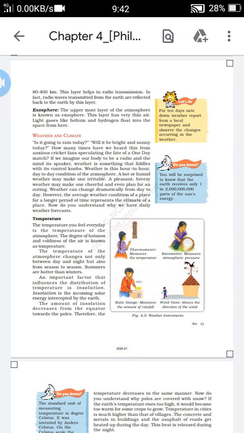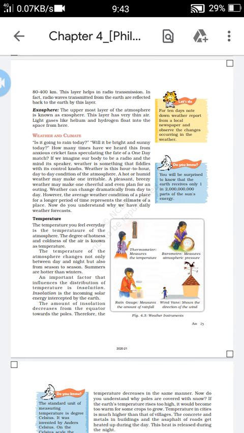The amount of insolation, that is the ray of the sun, the heat of the sun, decreases from the equator towards the poles, and the temperature decreases in the same manner. And along with that, the two poles, north and south, as well as the four main directions of the earth, receive the heat of the sun.